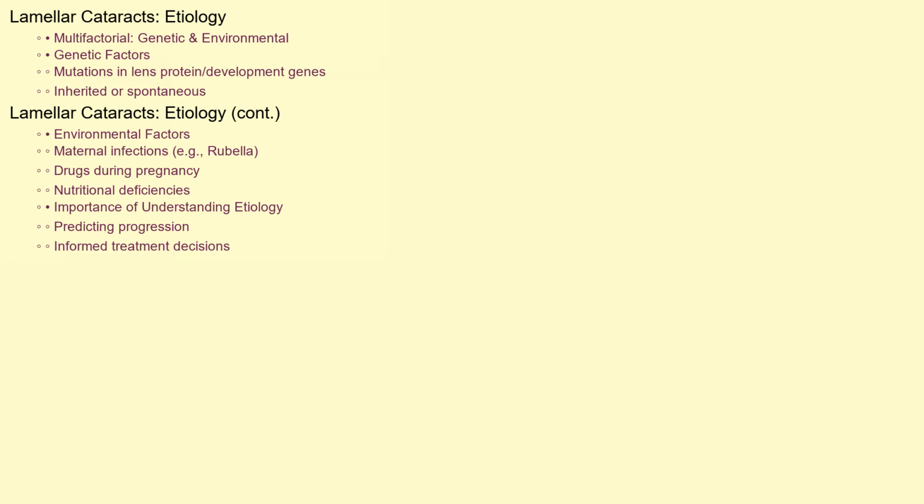The etiology of lamellar cataracts is multifaceted, involving both genetic and environmental factors. In many cases, they arise due to genetic mutations, particularly in genes responsible for lens protein production and development. These mutations can be inherited from parents or occur spontaneously.